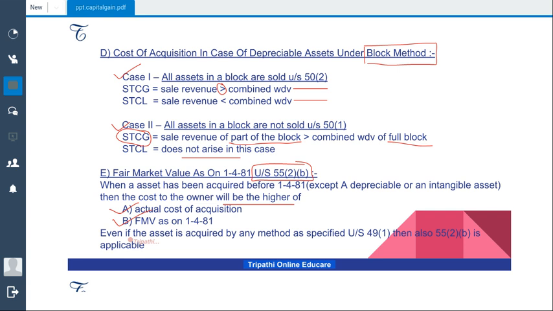Next, what they're saying, even if the asset is acquired by any method as specified under section 49(1), then also 55(2)(b) is applicable.